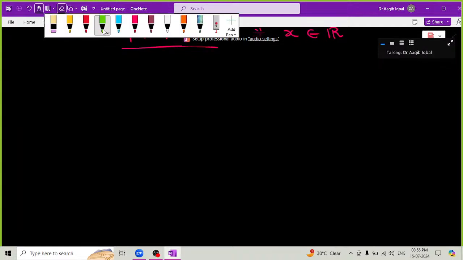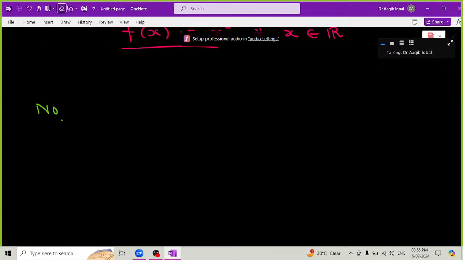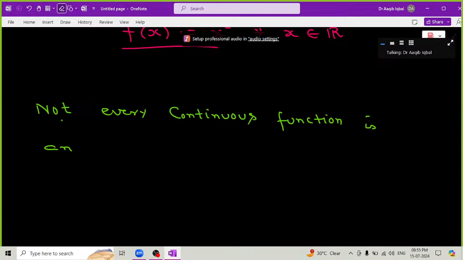So the moral of the story is this: not every continuous function is an integrable function.